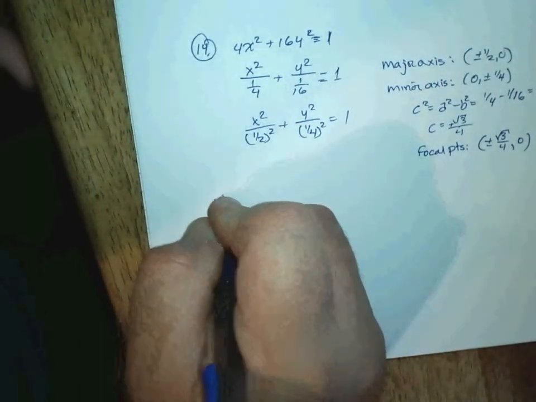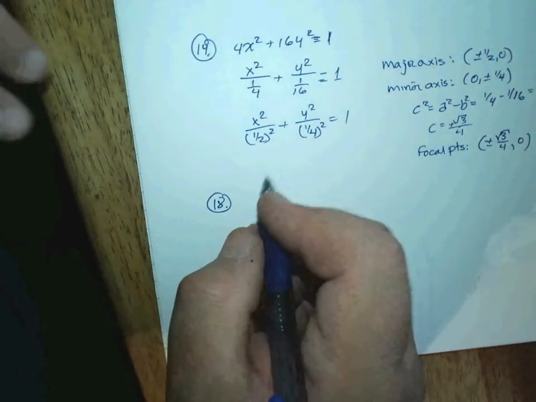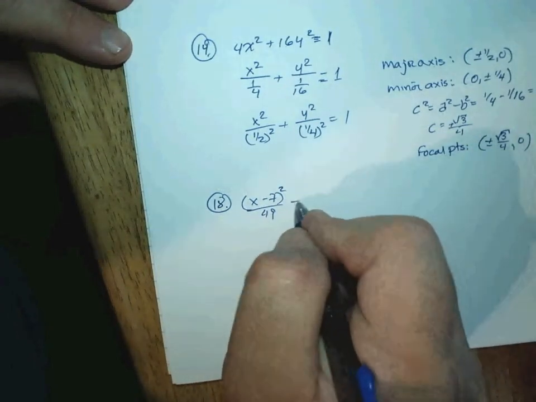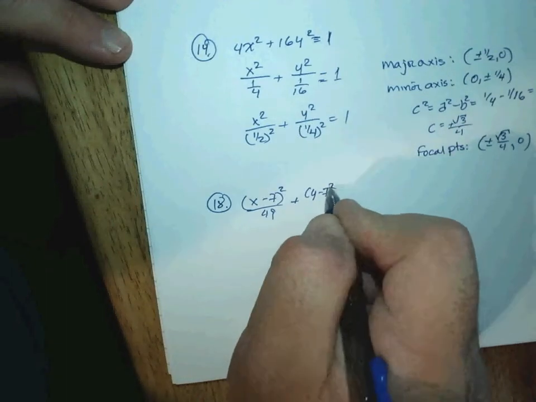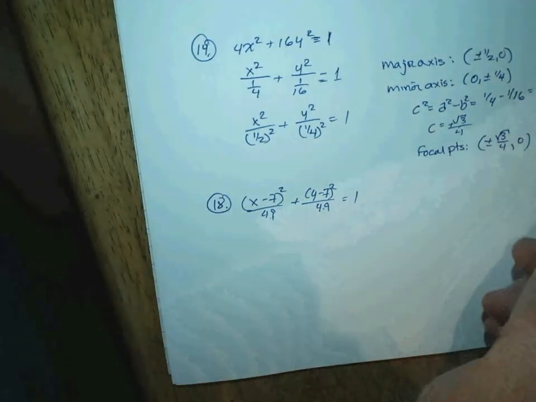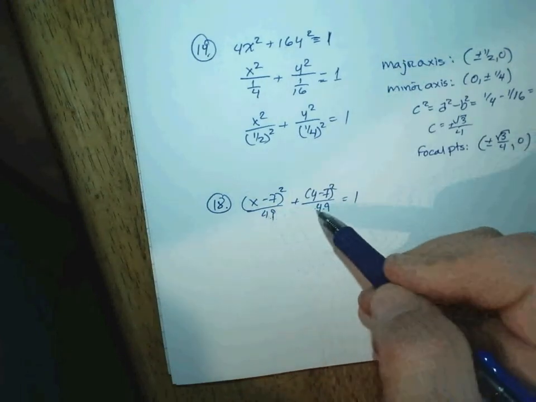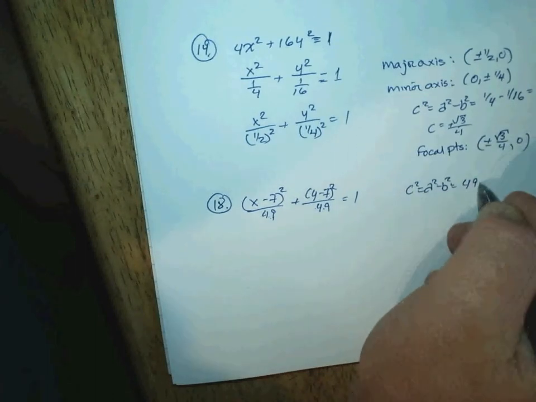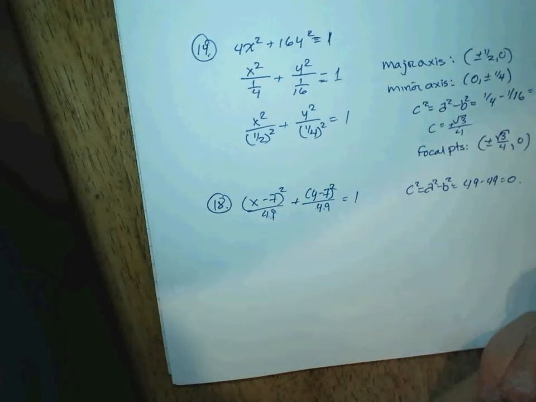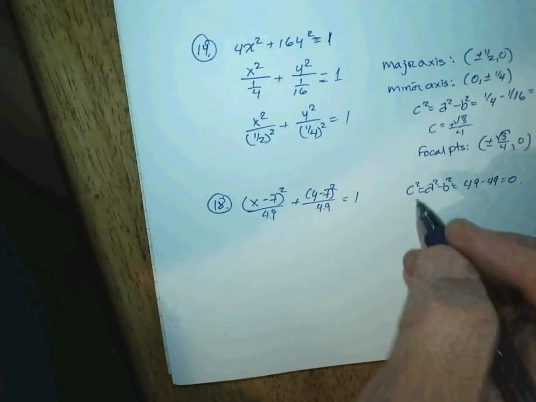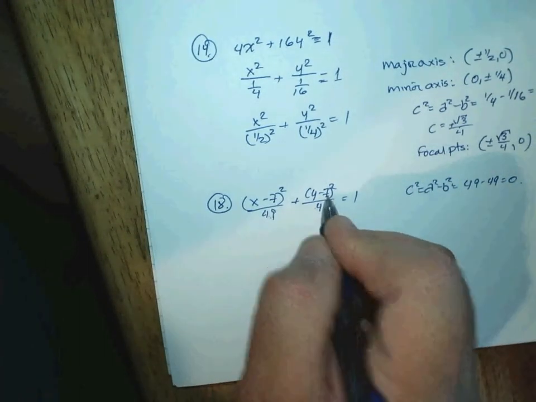All right, let's take a look at problem number 18. We have (x minus 7) squared over 49 plus (y minus 7) squared over 49 equals 1. Notice the two denominators are exactly the same. As I mentioned earlier, when your two denominators are exactly the same, your focal points, remember c squared is a squared minus b squared, c is going to be 0. Your focal points shrink down to being 0 distance away from the center. Your two focal points have shrunk down into being one focal point. That is because this is indeed a circle.